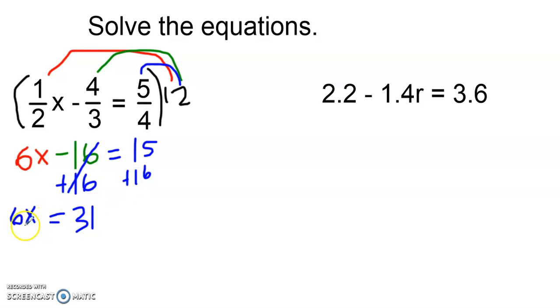Now on this side, 6 is timesing x, so we have to do the opposite, which is divide. Divide them on the other side. And those cancel to give us a 1x, or just x. And that is equal to 31/6.